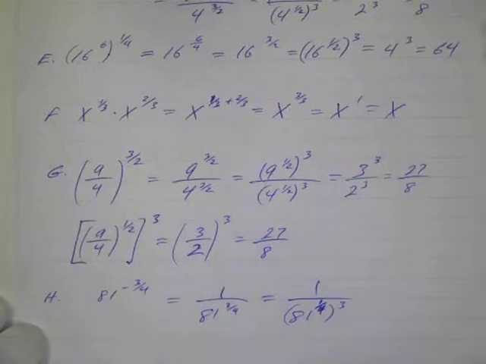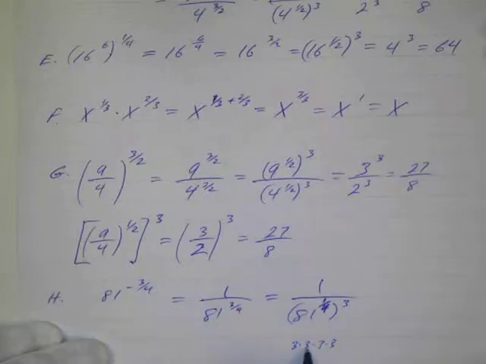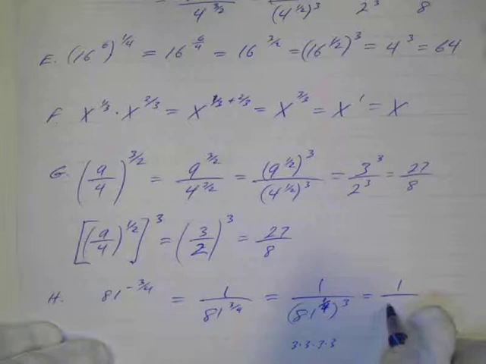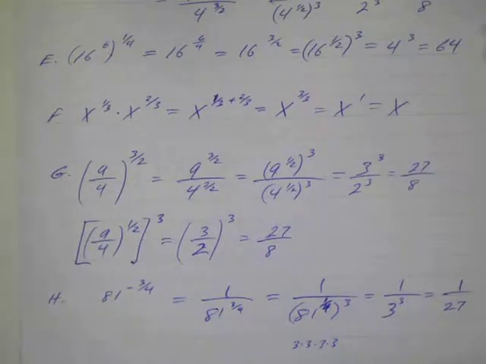Okay? And what's the fourth root of 81? Well, 3 times 3 is 9, times 3 is 27, times 3 is 81, so that's just going to be 3. So this is going to be 1 over 3, and there's my cubed. Okay? And what's 3 cubed? Well, 3 times 3 is 9, times 3 is 27, so it ends up being 1 over 27. Okay? So I hope that all makes sense.